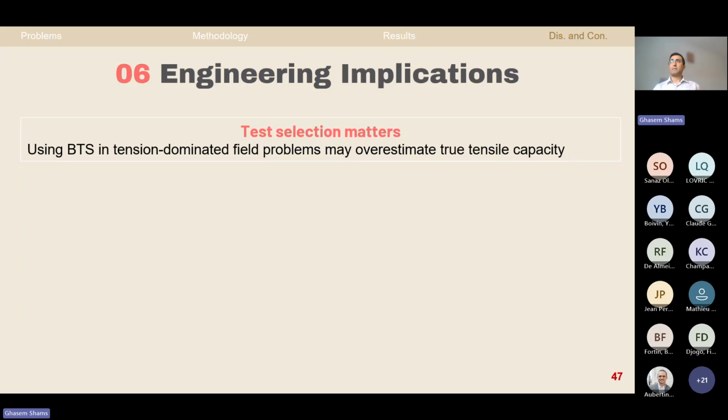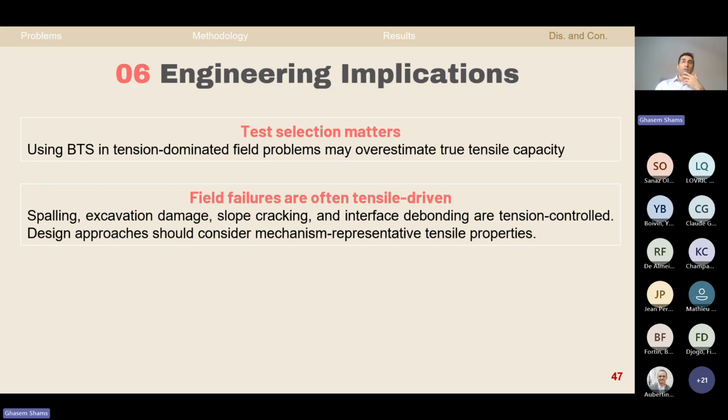In spalling and rock burst in deep mining, we cannot directly use the Brazilian tensile strength. We need to reduce it to 70% according to my research and other researchers, to get the true tensile strength of materials. Therefore, the mechanism is very important. Field failures are often tensile driven. Spalling, excavation damage, slope cracking, and interface debonding are tension controlled. The tensile strength here plays a critical role.